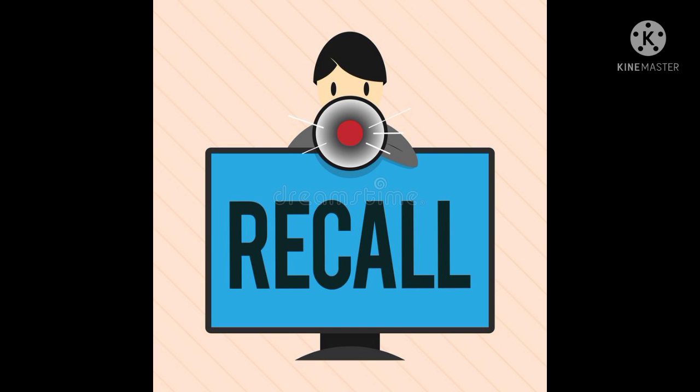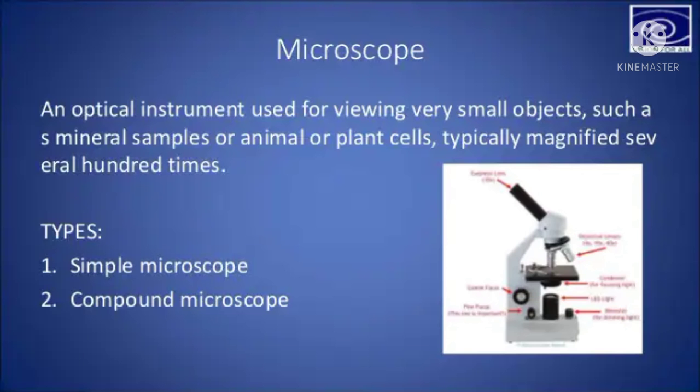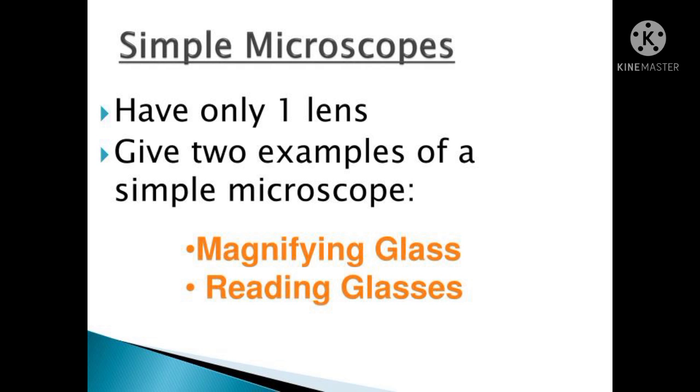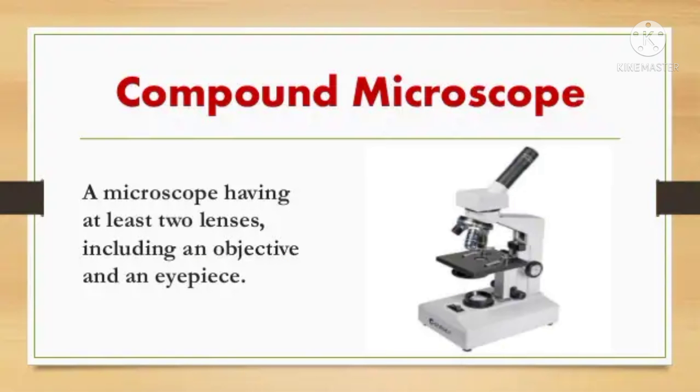Okay students, let's recall the topics which we studied in this section. First, we learnt about the microscope. It is an optical instrument which helps us to see tiny objects. It is classified into two types. One is the simple microscope. It consists of only one lens and it is used as magnifying and reading glasses. Next one is the compound microscope. It consists of two lenses. One is the objective, another one is the eyepiece.